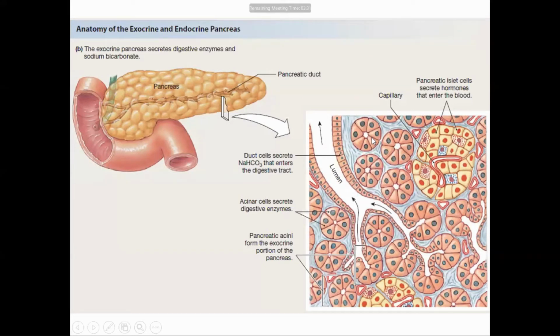The enzymes are fat digesting enzymes, protein digesting enzymes, and carbohydrate digesting enzymes. These are secreted by the acinar cells of the exocrine pancreas. Whereas the ductal cells secrete the bicarbonate ions, a copious secretion of water and bicarbonate. So these are released into the lumen of the ducts.